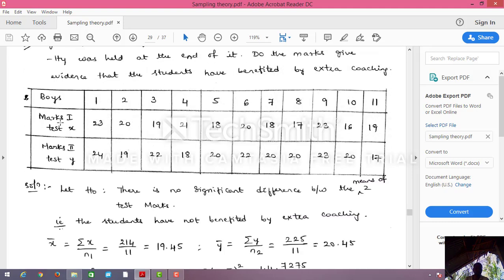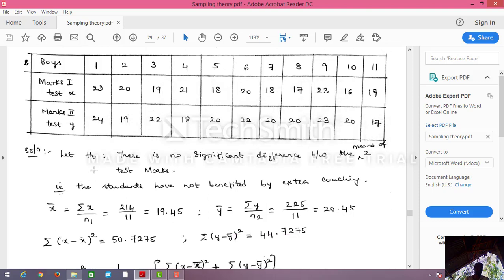So now here, marks of test 1 and marks of test 2. I am taking the marks of test 1 as x and the marks of test 2 as y. The number of boys, as I mentioned, is 11, and their respective marks are given in the first test and the second test.